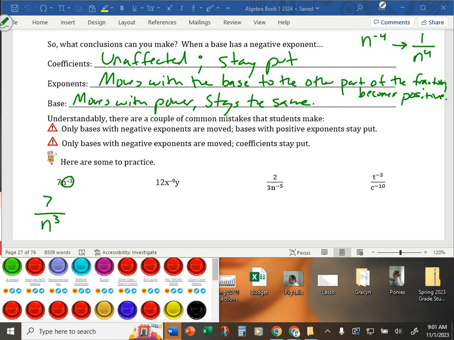The next one, 12x to the negative ninth y. What gets moved here? What base gets moved, Aiden? The x with the exponent. Right. Nothing else. The 12 is a coefficient. That's all good. The y, what's the exponent on the y? Positive 1. So it's in the right part of the fraction. The only thing that we need to move is the x to the negative ninth. And since it's starting in the numerator, we're going to move it down to the denominator. The 12 and the y don't get touched, right? And it's over x to the positive ninth.